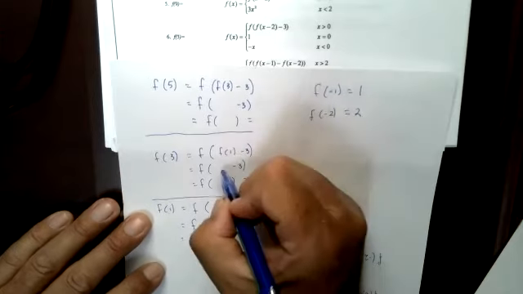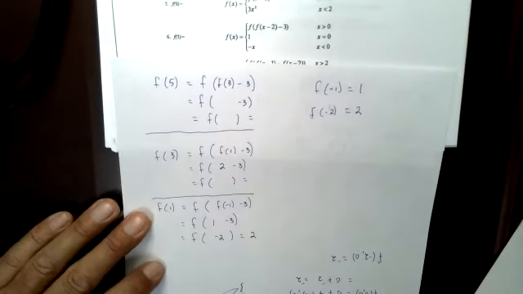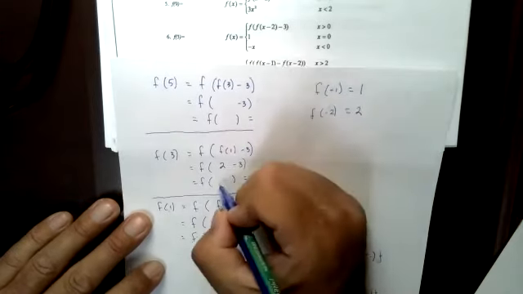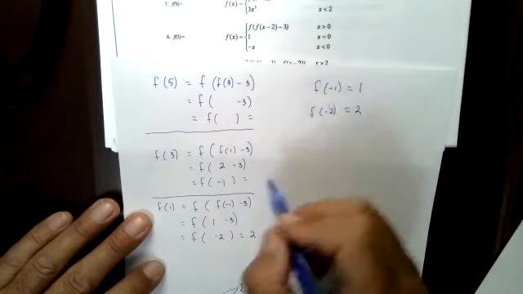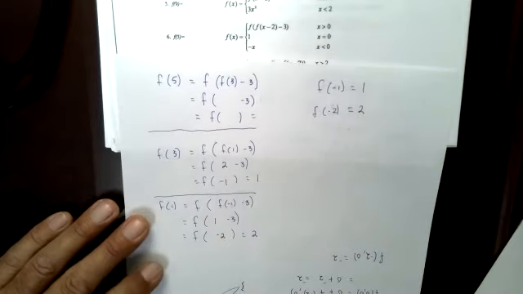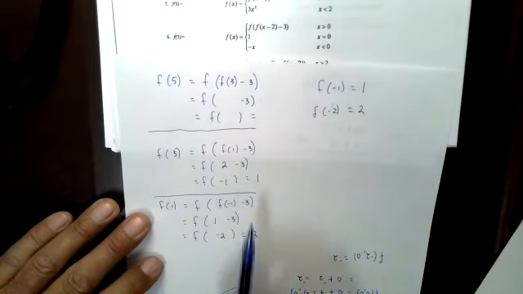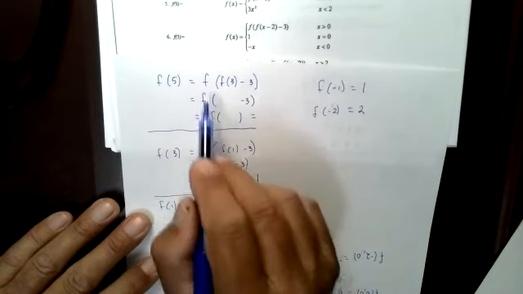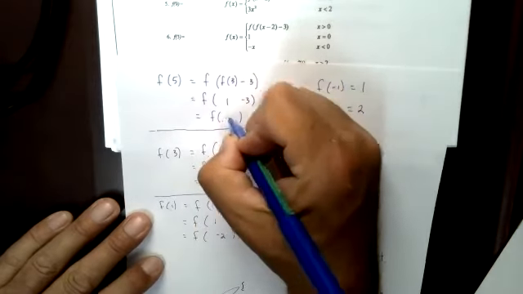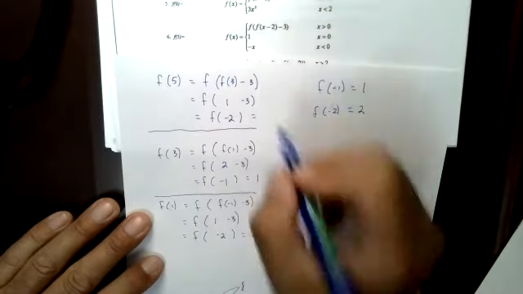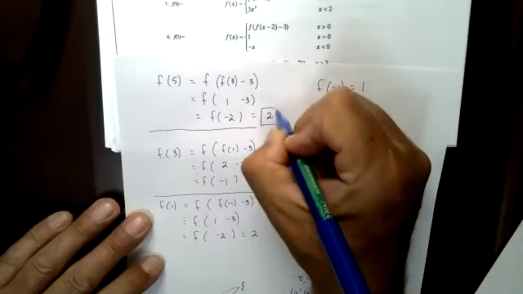I can put it back up here. And now I have f of 2 minus 3, which is f of negative 1, which I already know is 1. So f of 3 is the same as 1. I put that in and I get f of negative 2. Final answer, 2.